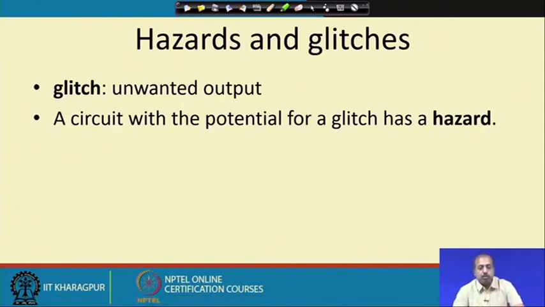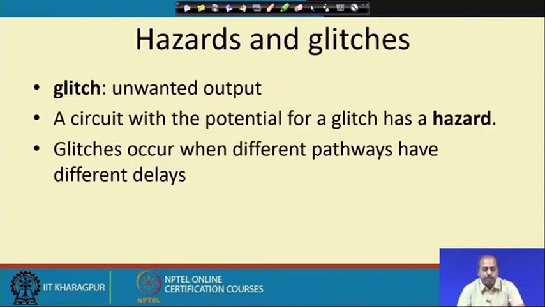So, we will go to the topic called hazards and glitches. A glitch is an unwanted output. The output should be, say, a steady 1, but in between it becomes 0 for a very small amount of time, then again it goes to 1. A circuit that has the potential for a glitch is said to have a hazard. Ideally, it is expected that my circuit should be hazard free.